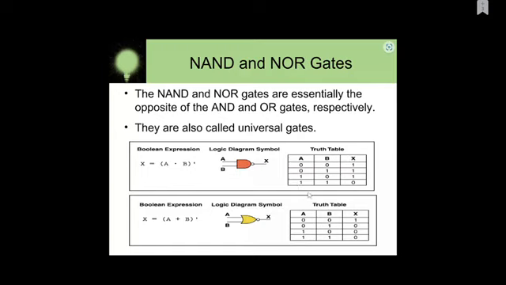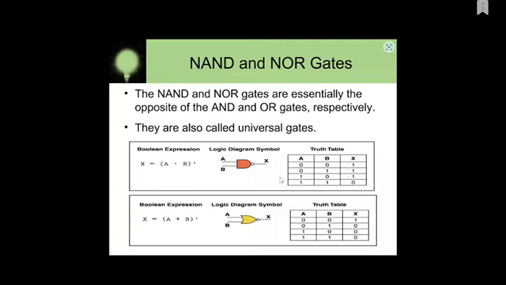What is the truth table of the AND gate? If both the inputs are high, the output is high. If any one of the inputs is low, the output is low. Coming to the NAND gate, if both inputs are high, the output is low. If any one of the inputs is low or both inputs are low, the output is high. So you can observe it is exactly complementary to the AND gate.